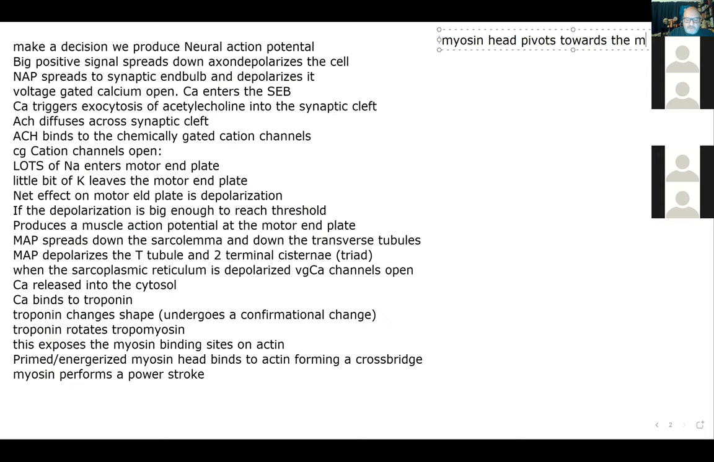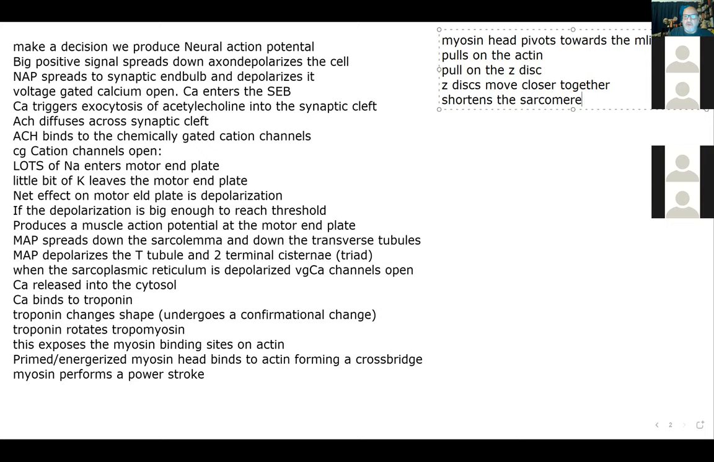And as we know, as it does that, it pulls on the actin. And as it pulls on the actin, that pulls on the Z-disc. So our Z-discs get moved closer together. And that shortens the sarcomere, which shortens the myofibril. And again, you don't have to go into this much depth, but I think it's important to know this. And when it shortens the myofibril, it shortens the muscle cell. That change in shape generates our force. Right, generates our tension, produces our force.